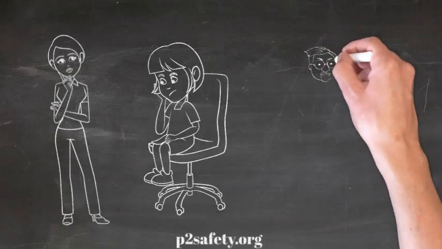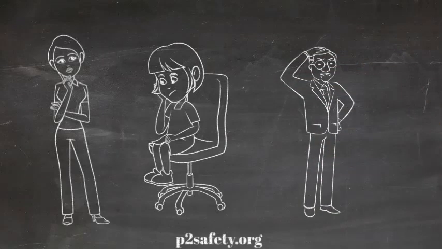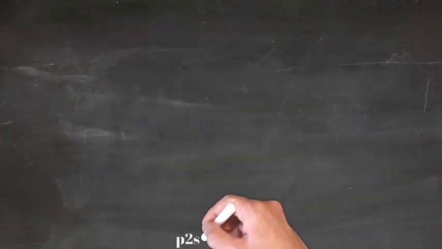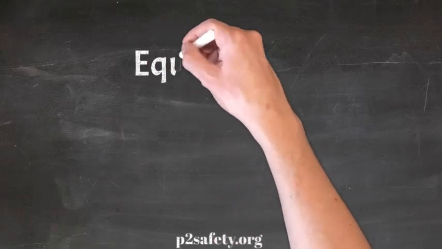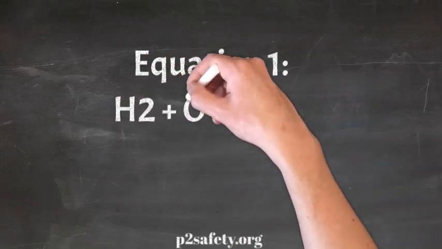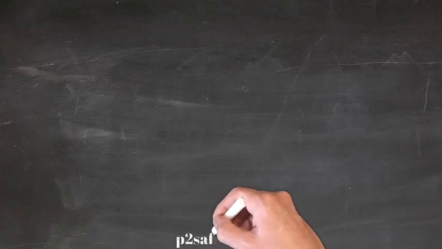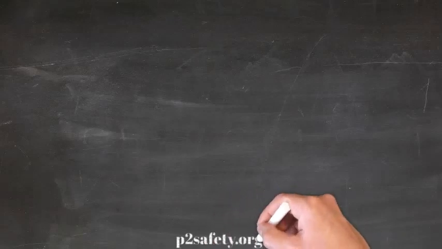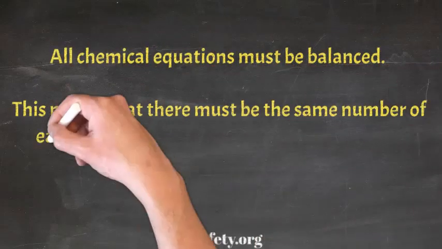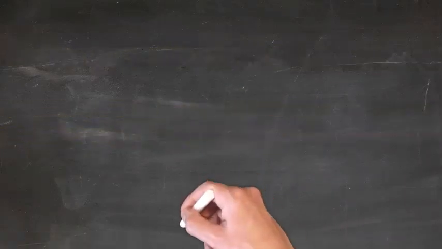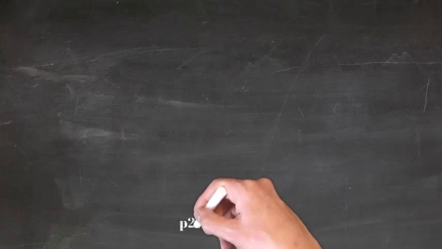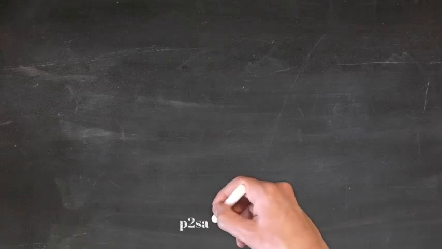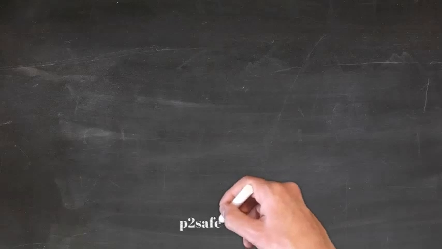Yes, you're right. All chemical equations must be balanced. This means that there must be the same number of each type of atom on both sides of the arrow. That's because mass is always conserved in chemical reactions. Count the number of hydrogen and oxygen atoms on each side of the arrow. There are 2 hydrogen atoms in both reactants and products. There are 2 oxygen atoms in the reactants but only 1 in the product. Therefore, equation 1 is not balanced.